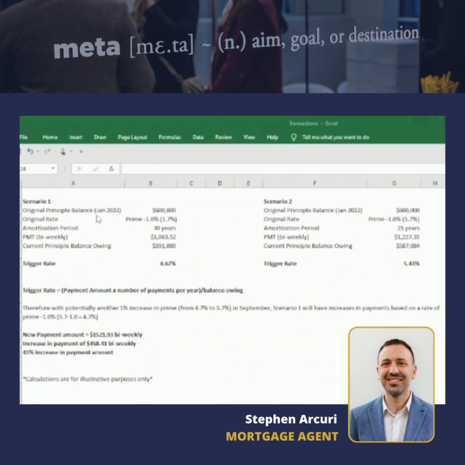So original principal balance, for argument's sake, of $600,000 as of this past January. The original rate at that time, I've used prime -1, which at that point in time would have been 1.7%. The amortization period of 30 years, and the biweekly payment amount, given that information, of $1,063.52. And as of today's date, the current balance owing will be approximately $591.80. So plugging those figures into this formula, that gives us a trigger rate of 4.67%.